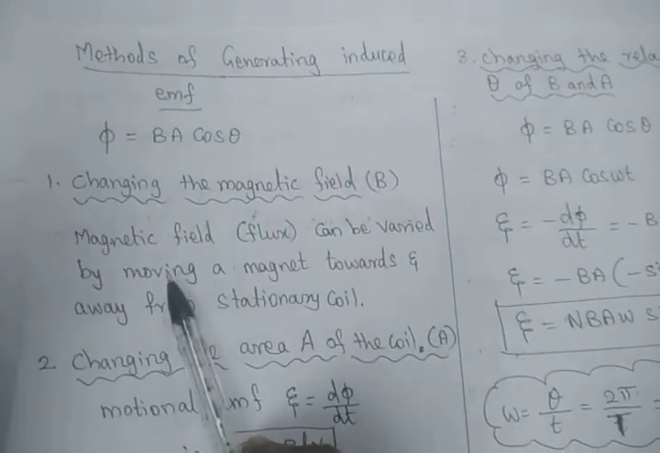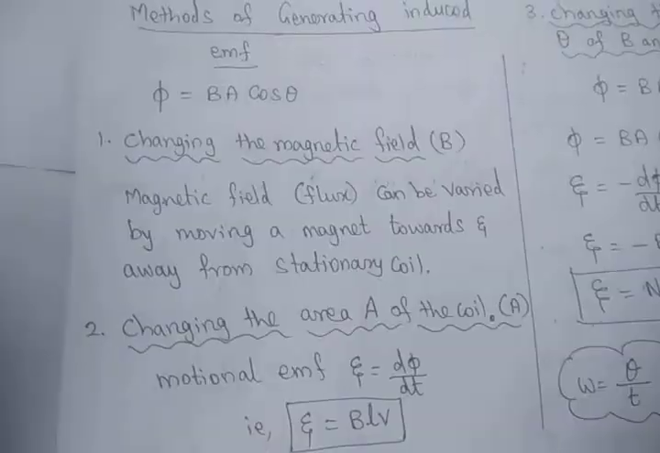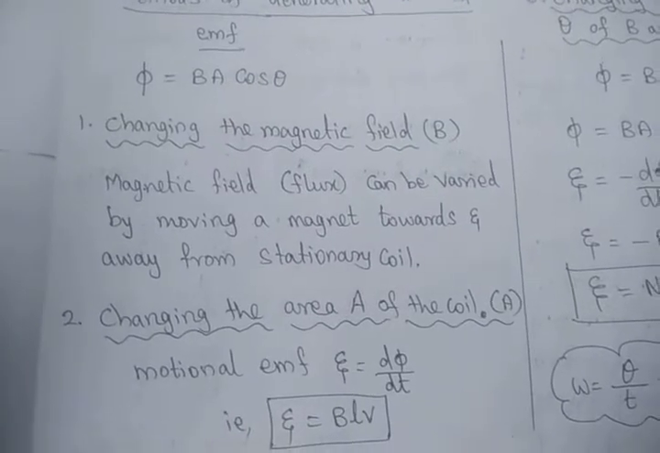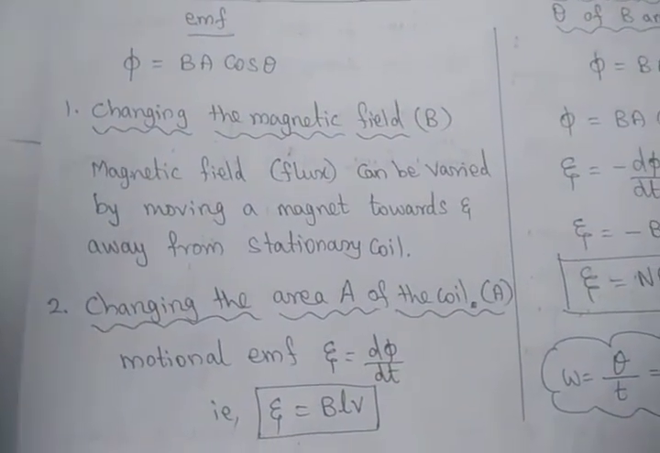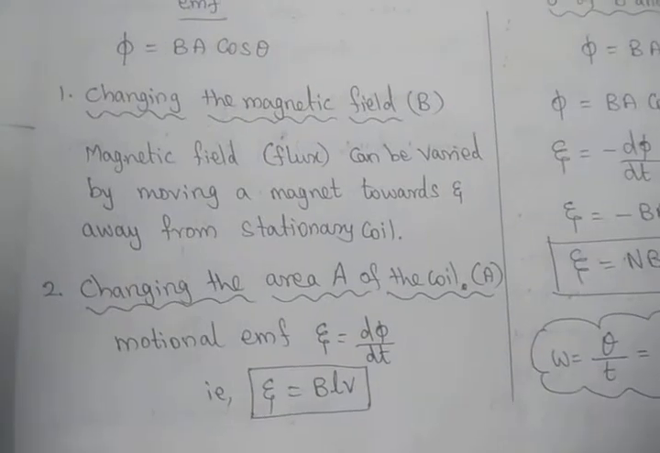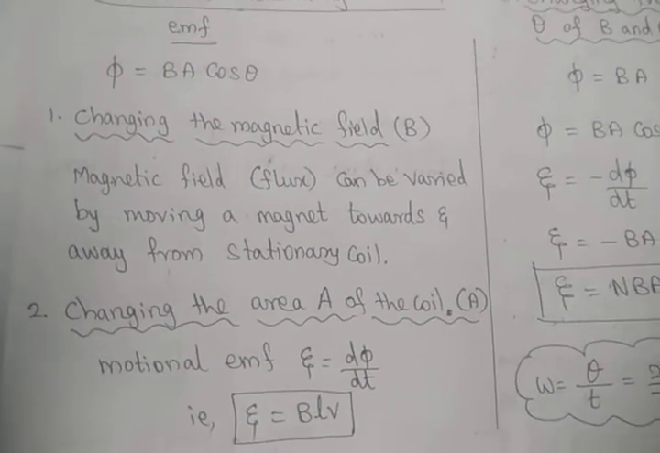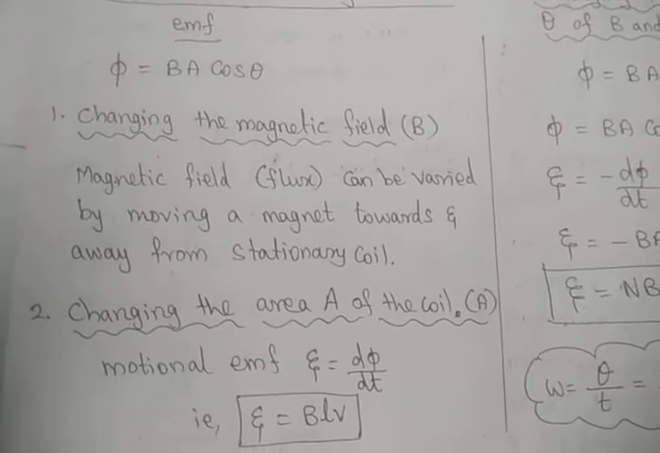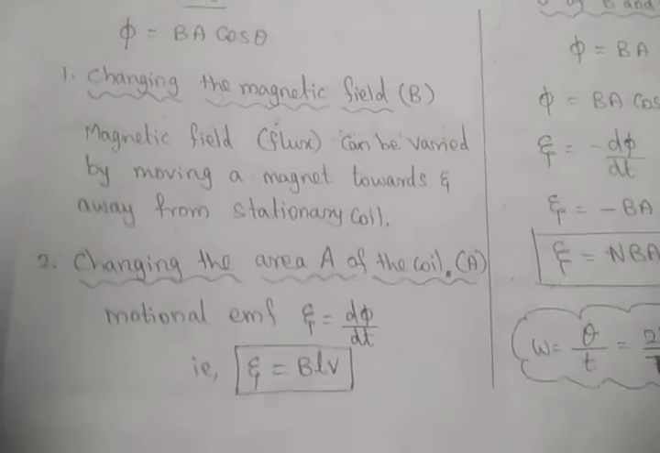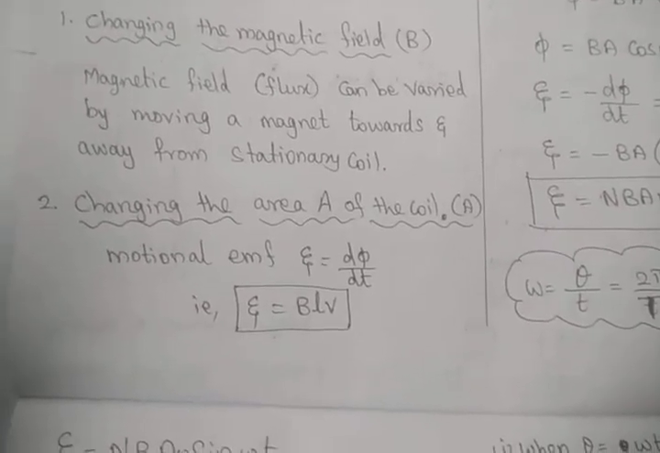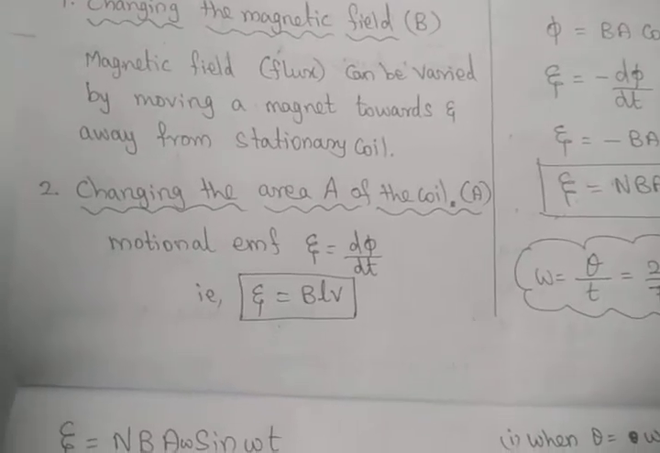The magnetic flux is varied by moving a magnet towards and away from the coil, or moving the coil; that is called a changing magnetic field. We have already seen this in Faraday's experiments. Then changing the area of the coil, we have seen in the motional EMF.